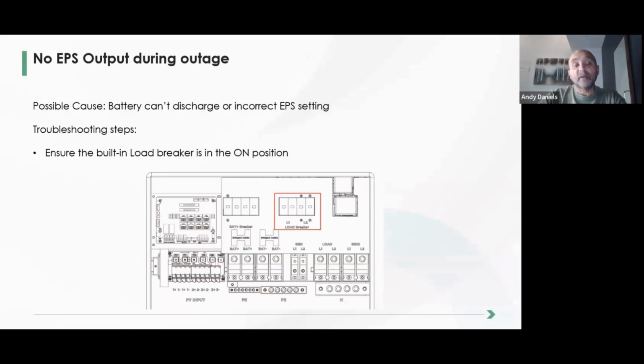Depending on the battery manufacturer that you have, you're going to have a battery cable that is exactly for that one. I think in the next slide, we're going to get to that. Once you've made sure that the battery is correct, then make sure that the EPS setting is correct, and we're going to do that in a second. But the physical thing that you can do is just ensure that the load breaker is switched on.